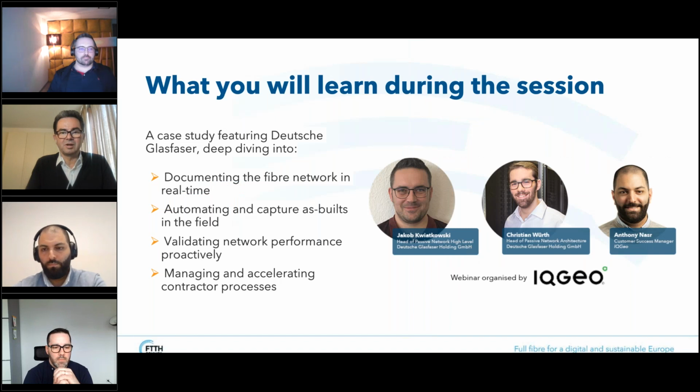Now, moving to the introduction of the session. This is all about how technology, software, and intelligence can help facilitate network deployment. More specifically, how Deutsche Glasfaser is using some of these solutions to have a more efficient documenting of the fiber network in real time, automate and capture as-built in the field, and validate network performance proactively, and finally managing and accelerating contract processes.